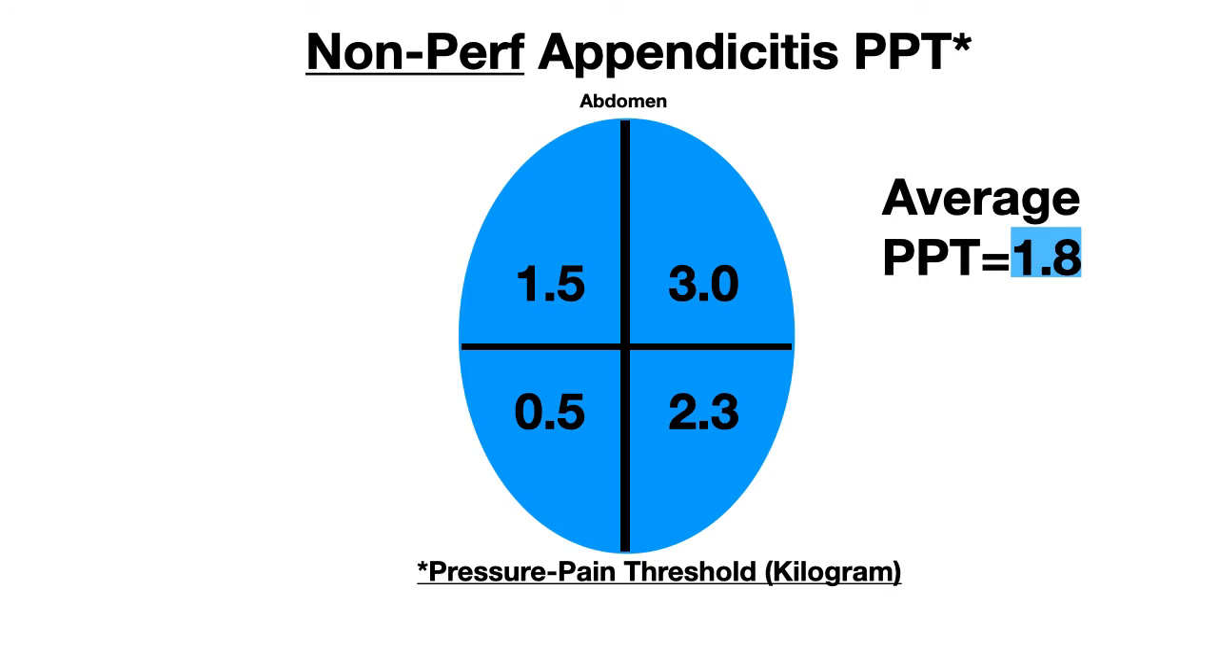At operation in this 12-year-old girl, we found a non-perforated retrocecal appendicitis. And her abdominal numbers are shown here with an average of 1.8 kilogram per quadrant. The lowest was in the right lower quadrant, 0.5 kilo. The left upper quadrant was 3. So now we can actually describe numerically the localization of tenderness.